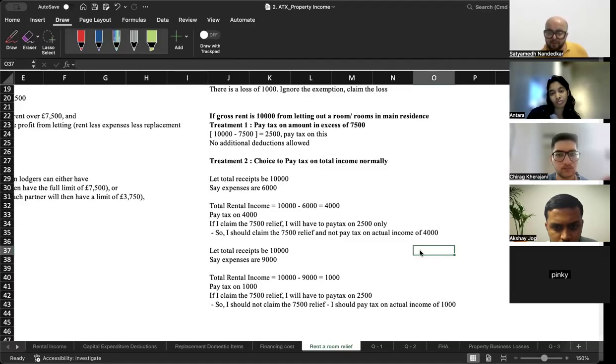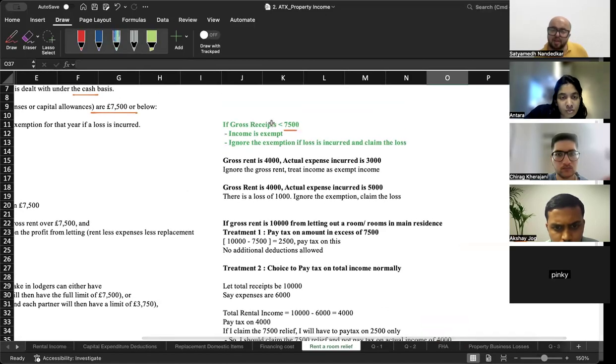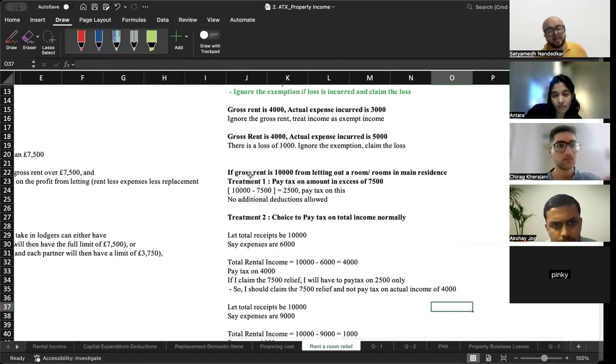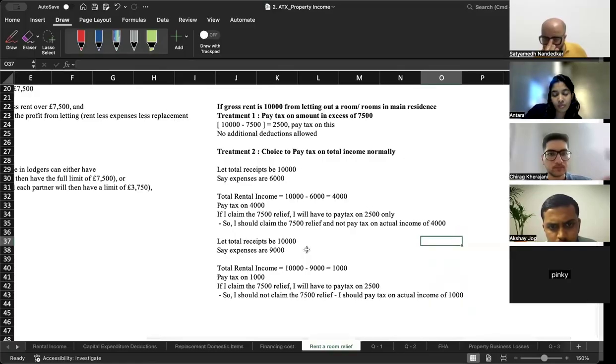Here, is it helping me? Which of the two situations leads to a lower overall income and lower tax liability? I'll have to consider that. Okay. So treatment 1, treatment 2. Here again, where the gross receipt was less than 7,500, here it was greater than 7,500. Have a look at the second one, treatment 1, treatment 2, look at both once.